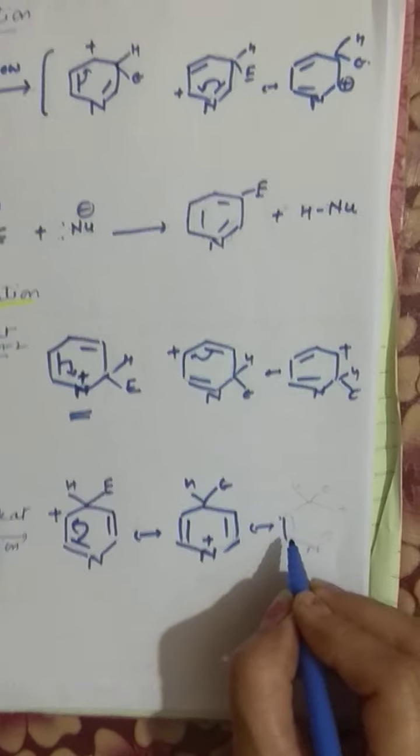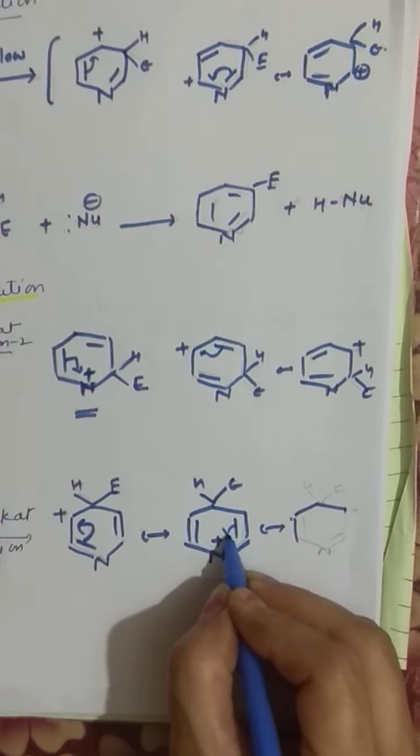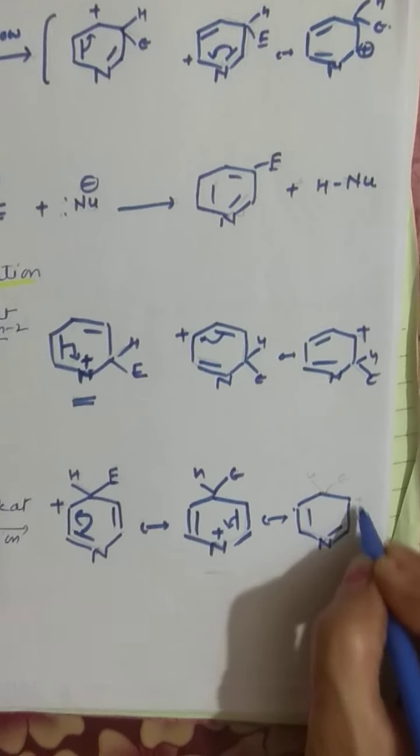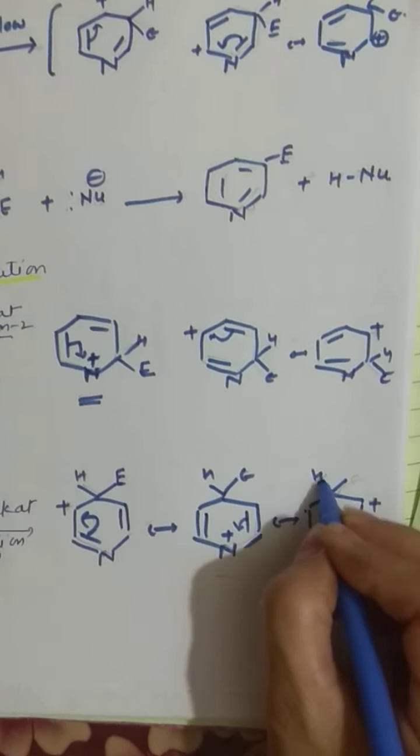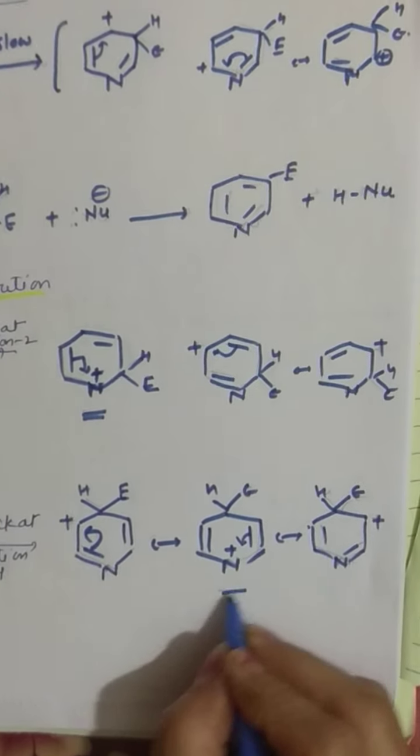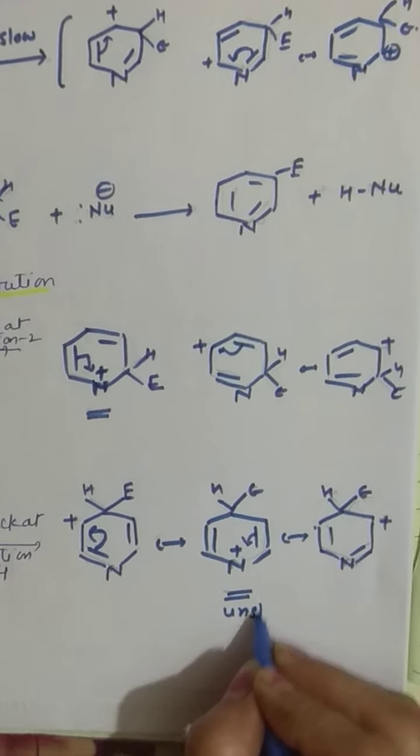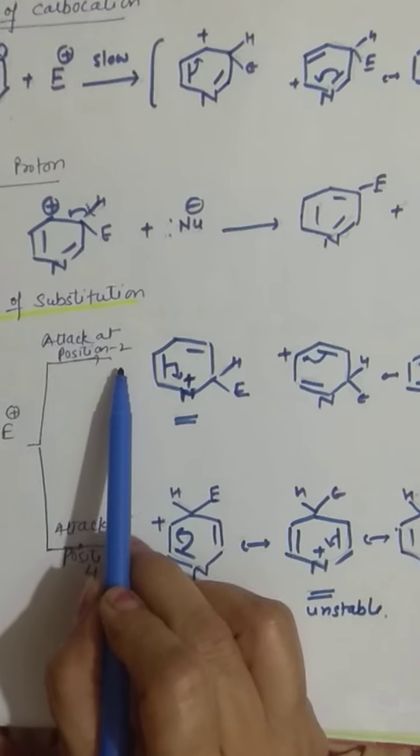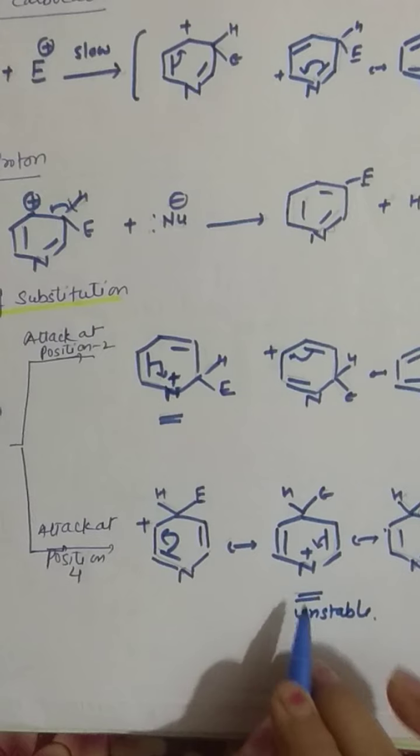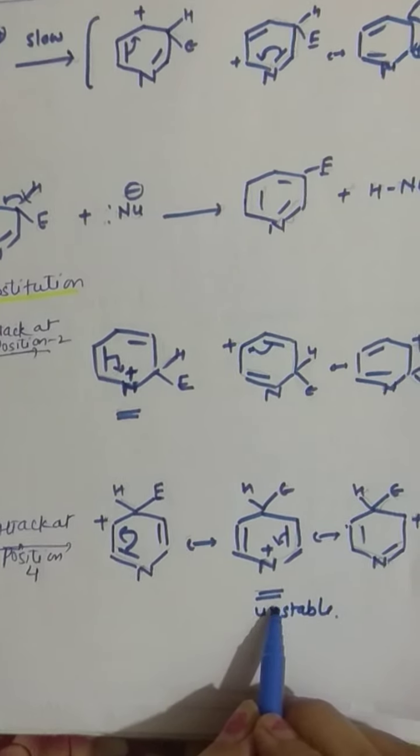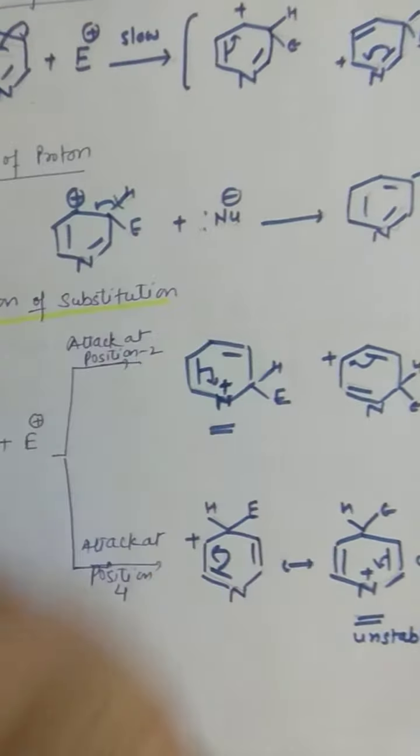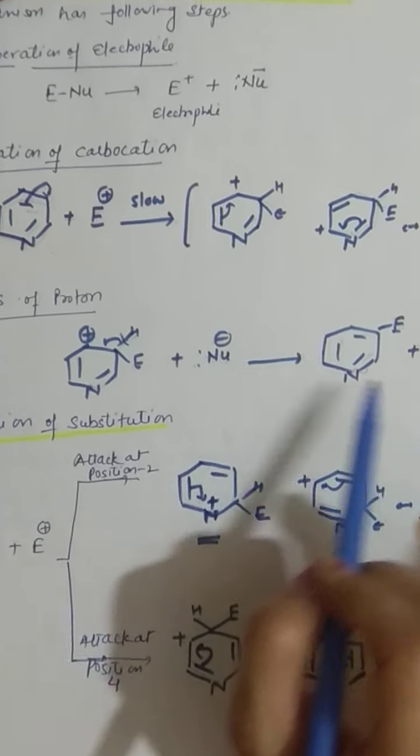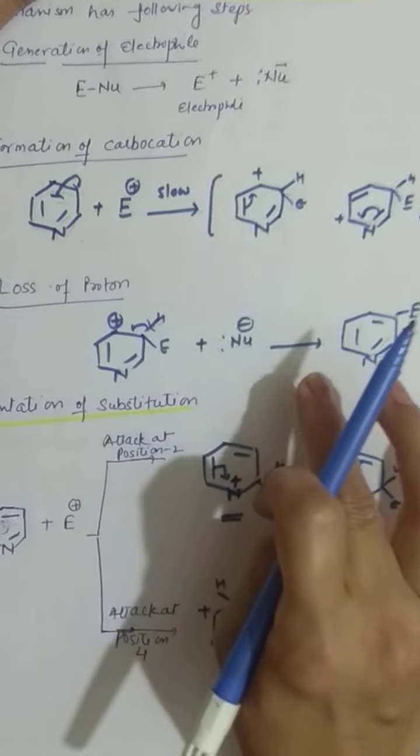Again, this electron density is shifted here. So this is again an unstable structure. So when the attack of the electrophile is at position number 2 and 4, one of the resonating structures is unstable. But when it attacks at position number 3, no such structure is present. So the electrophile attacks at position number 3.